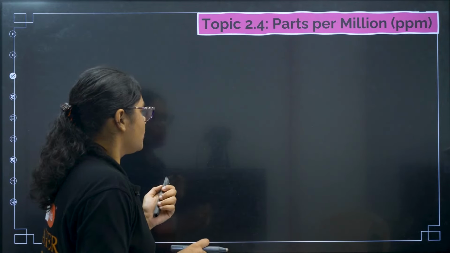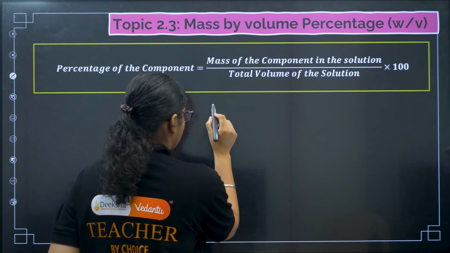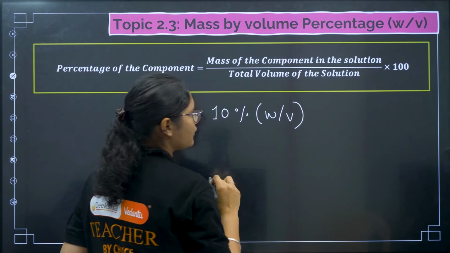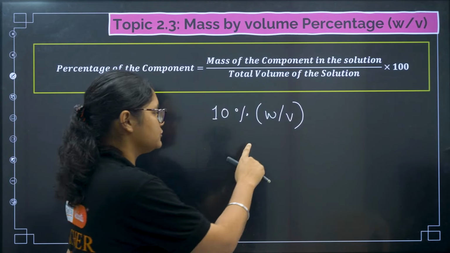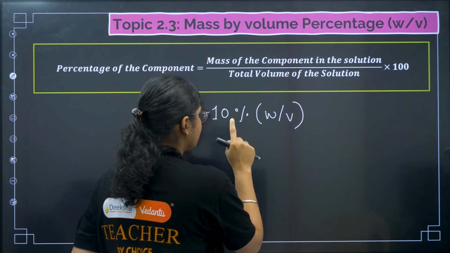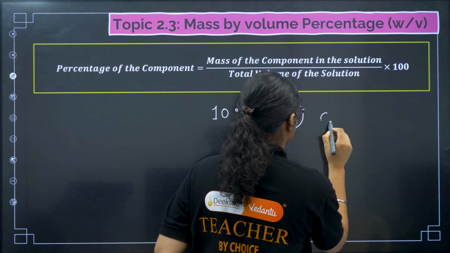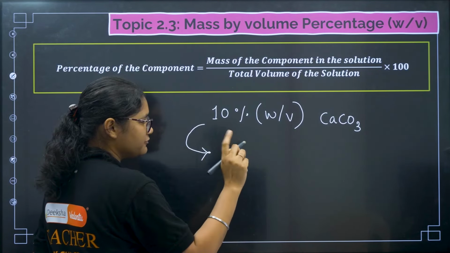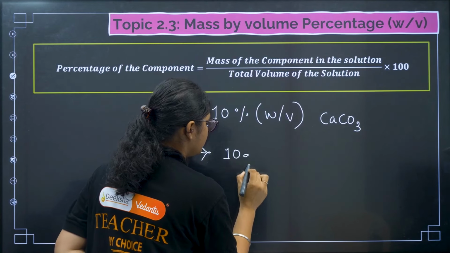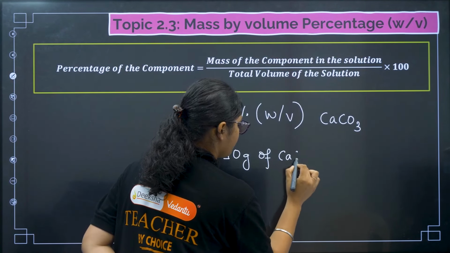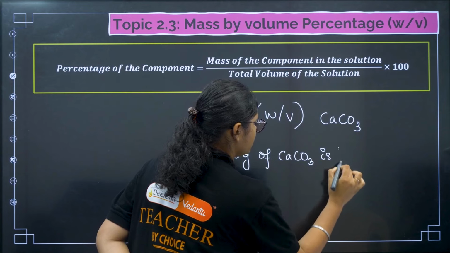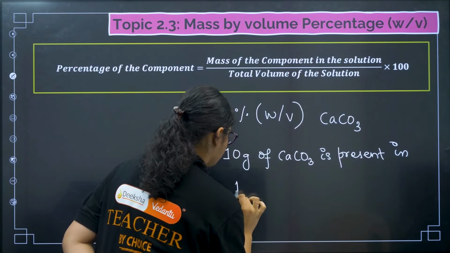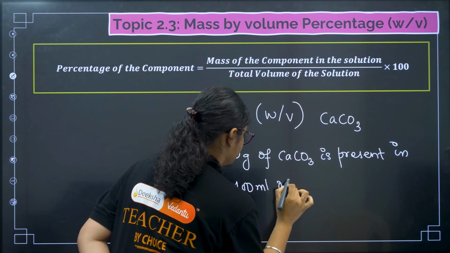Okay, so I'll give an example here. Suppose I tell you 10% W by V. We represent it as W by V. W stands for weight, V stands for volume. 10% W by V of calcium carbonate. Okay, so what does that mean? The definition is very important. It means that 10 gram of calcium carbonate is present in 100 ml of solution.